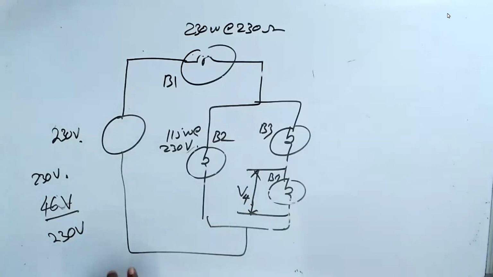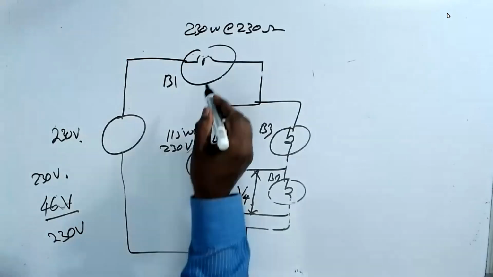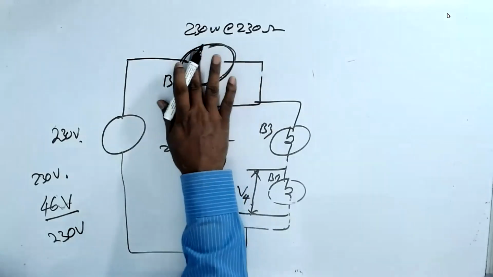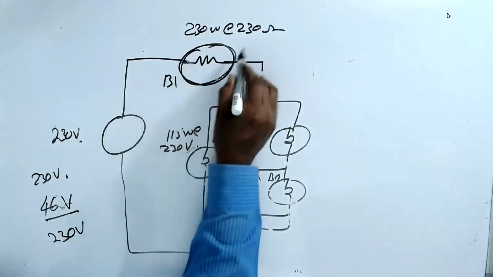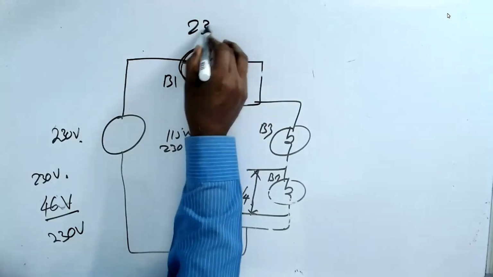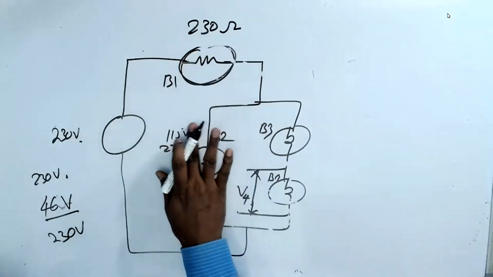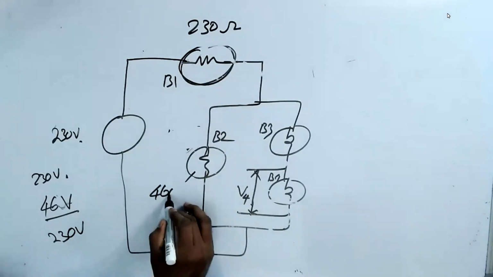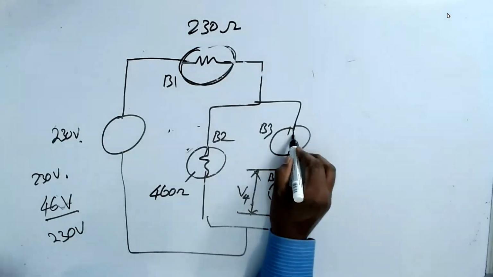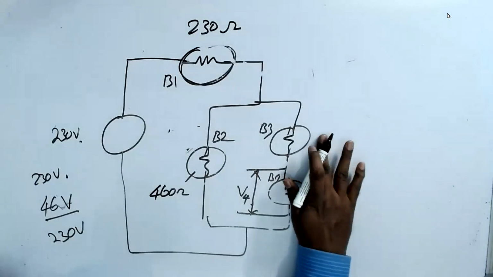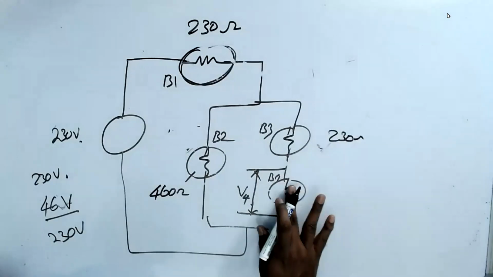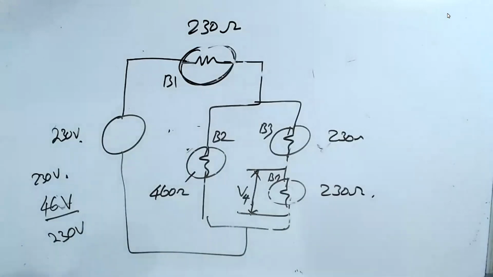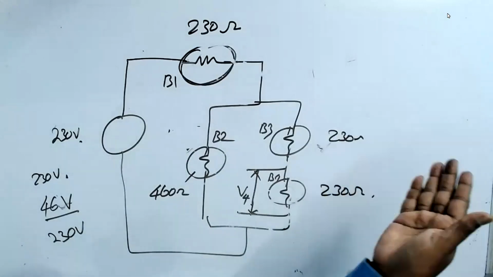Now, this one is there. Am I right? This is a resistor of 230 ohm. This is a resistor of 460 ohm. This is a resistor of 230 ohm. This is a resistor of 230 ohm. Because they are 230 watts and 230 volts.